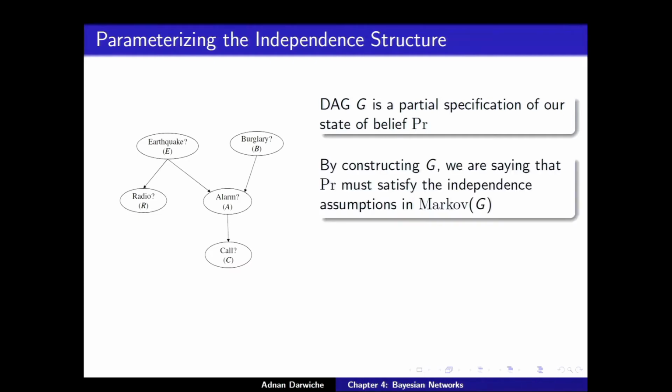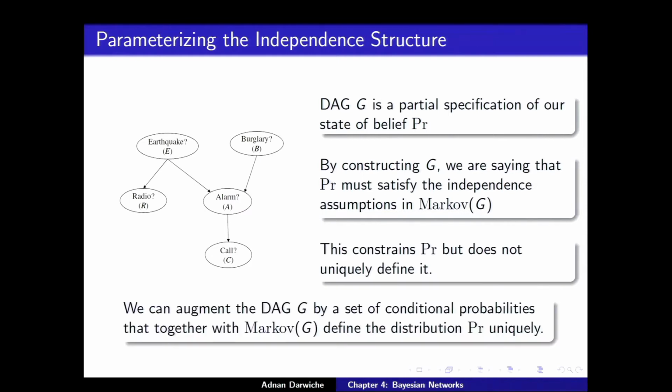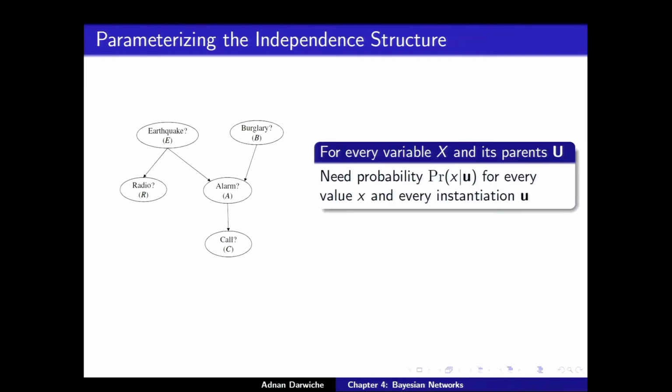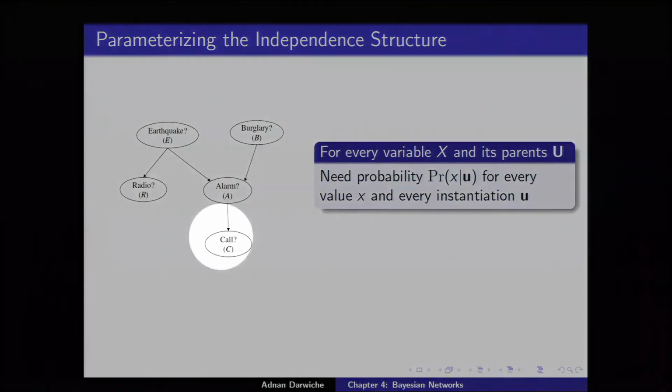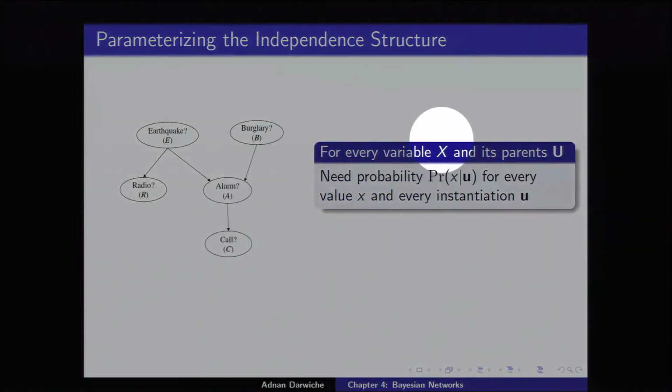For this, we need basically these probabilities. If you look at a variable X, remember, big X is a variable, and its parents bold big U, then I need a probability of this form that tells me the probability of every state of the variable X given every state of its parents U, right?